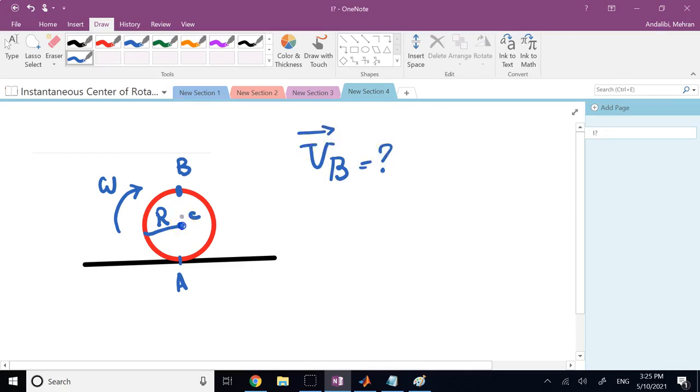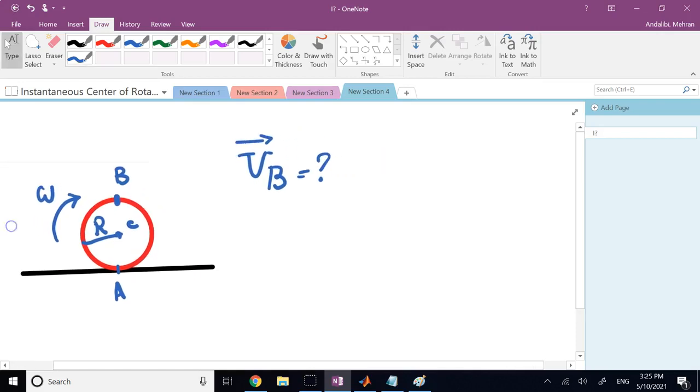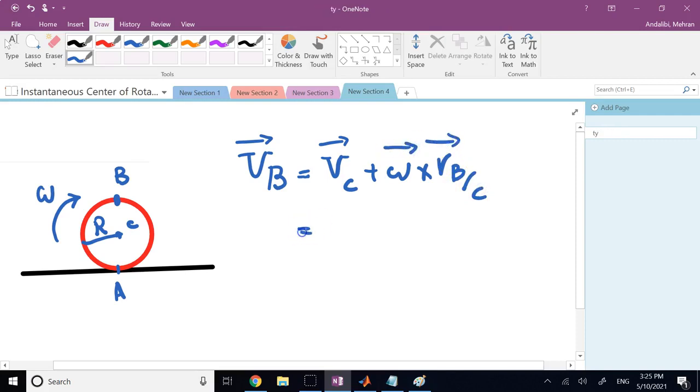Well, again, here there are two ways to approach it. Either you use the idea of instantaneous center or use the general velocity method. If you use the general velocity method, you say V of B equals what? Equals V of C plus omega of the object cross R of B with respect to C. You know V of C, I told you it is equal to R times omega. Direction of it is to the right side. That's the condition for rolling without slipping. Omega is clearly negative omega K.